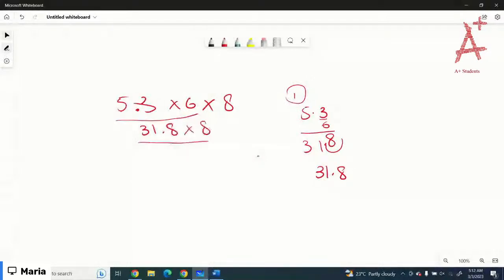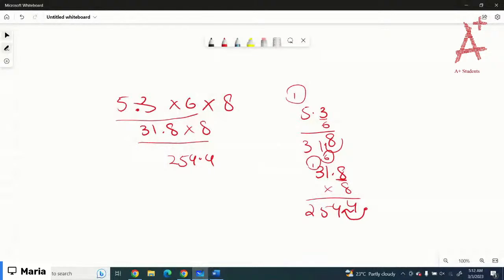Now you have to multiply 31.8 times 8. Got it? So let's just multiply with 8. 8 times 8 is 64. Here you have 4, here you have 6. 8 times 1 is 8 and 6, 14. Write 4 over here and carry 1. 8 times 3 is 24 and 1, 25. So here you have just one decimal place. So you have to move the decimal point one place left. So it would be 254.4.